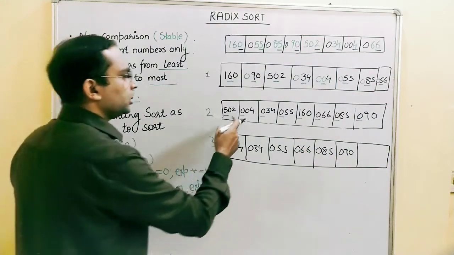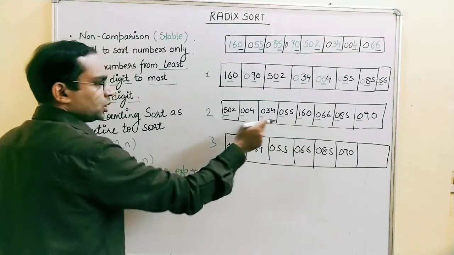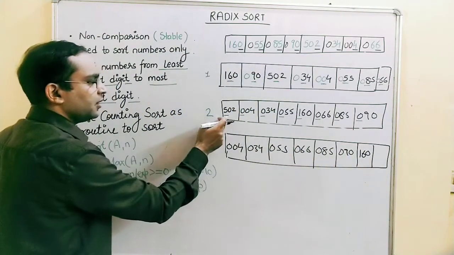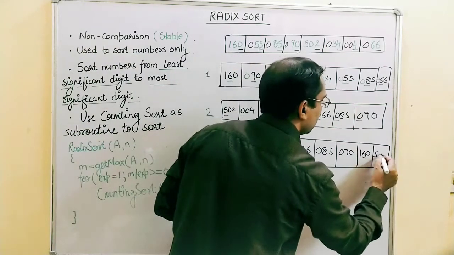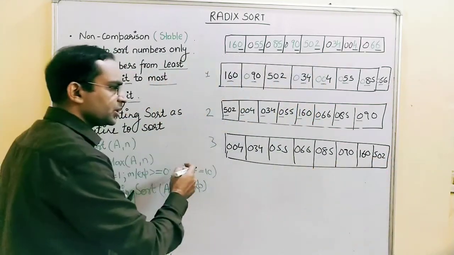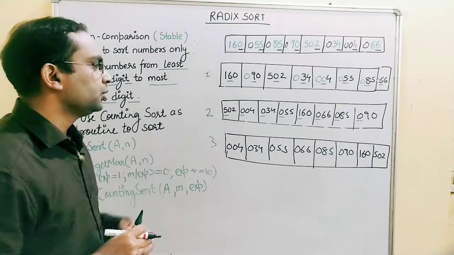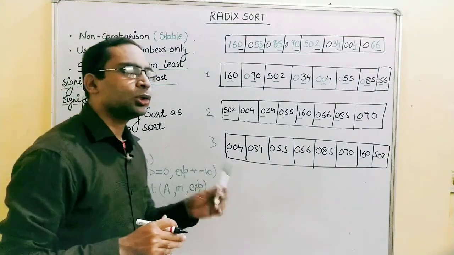Now after 0, on the third place, we have 1. So 160 will be the next element. And after 1, we have this 5, so this will be 502. So now we can see this is the sorted array after pass number 3. So this is how the Radix sort is performed.